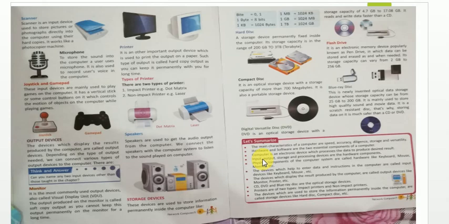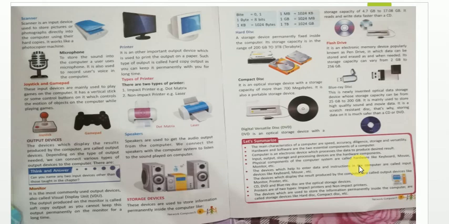A computer is an electronic device which processes data to produce the desired result. So next one is input, output, storage, and processing devices are the hardware components. So what are the hardware components? First one is IPO, that is input, output, and storage.